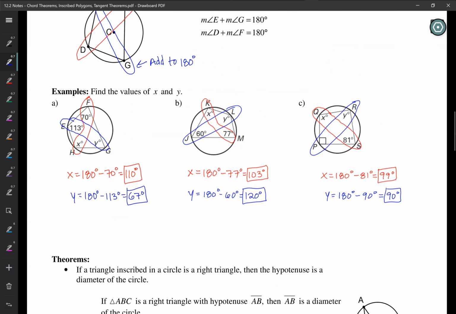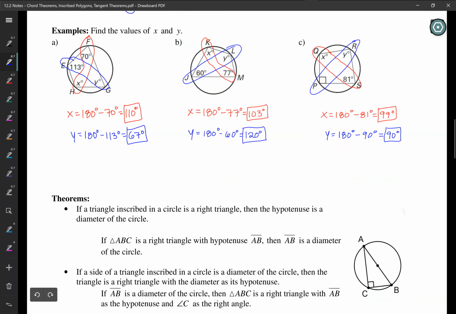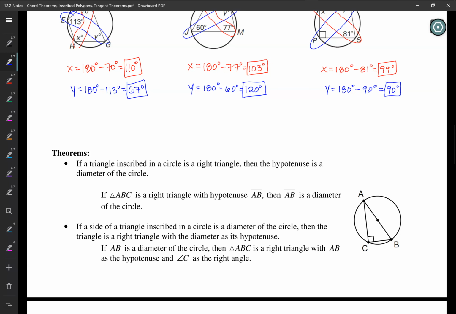So that's inscribed quadrilaterals. The next theorem is about inscribed triangles. So this has to do with right triangles in a circle. So it says that if you've got a triangle inscribed in a circle and it is a right triangle, so here's your right angle right here, then the hypotenuse is the diameter of the circle.